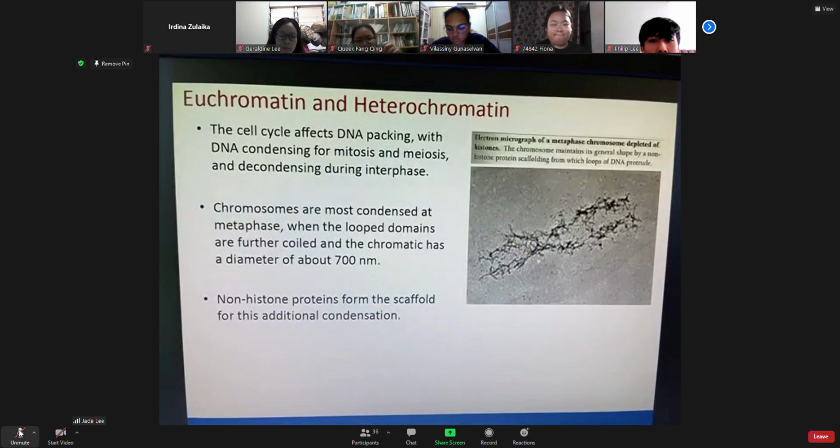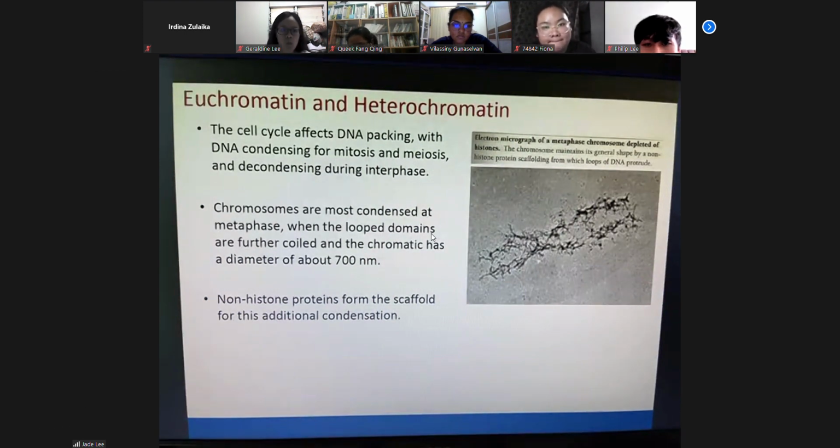Yang ini euchromatin dengan heterochromatin. Okay? So euchromatin, okay, the chromosome cycle affects DNA packing with DNA condensing for mitosis and meiosis, and then decondensing during the interphase. So they're condensing during mitosis, meiosis, and decondensing during interphase. Okay, kenapa interphase dia kena ada? Dia kena double up.